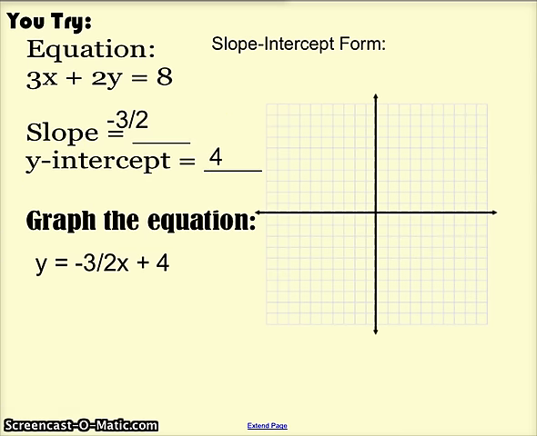So to plot this, you should have had your first point on positive 4 on the y-axis. And from there, you should have gone down 3 and to the right 2. Okay, and to continue, down 3 and to the right 2. So this shows you that you have a negative slope when your line points in this direction, going on forever.